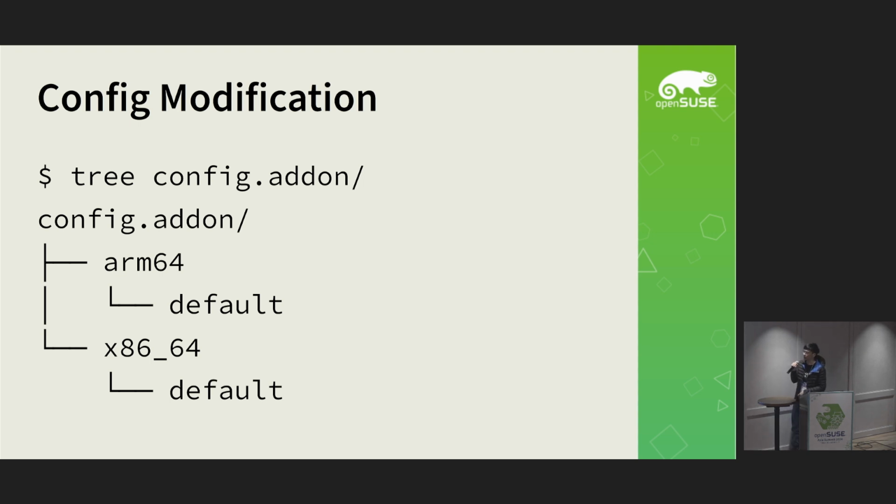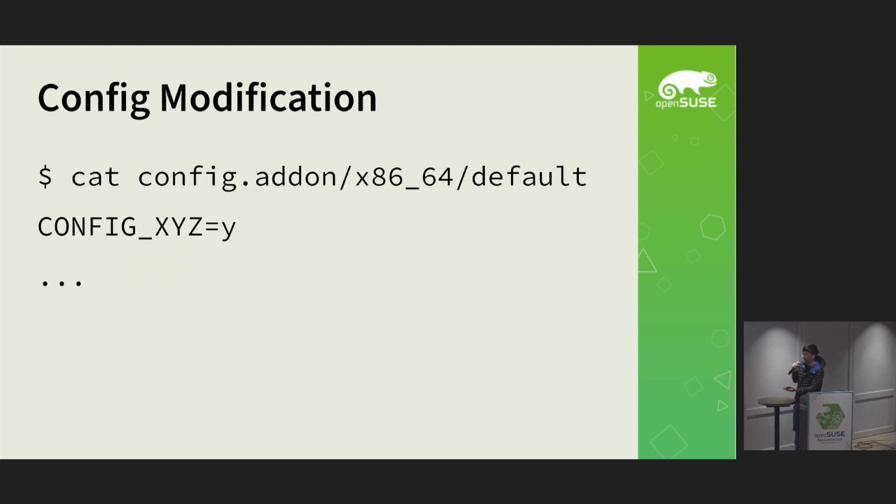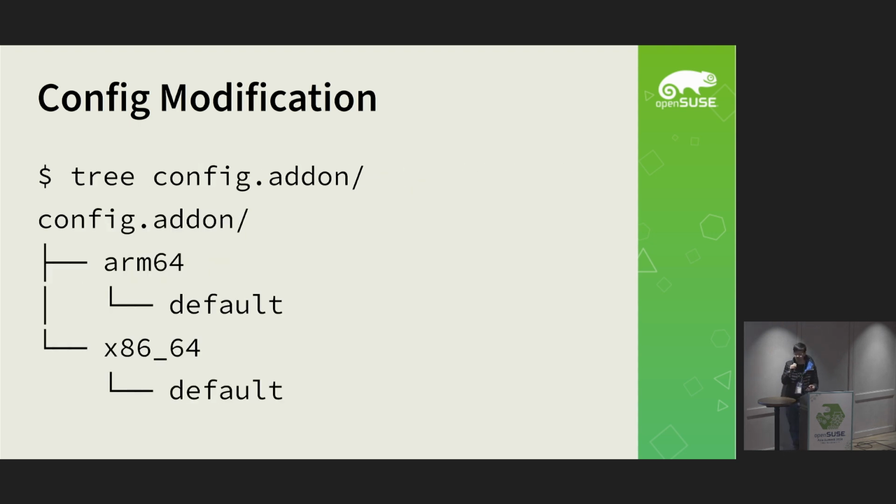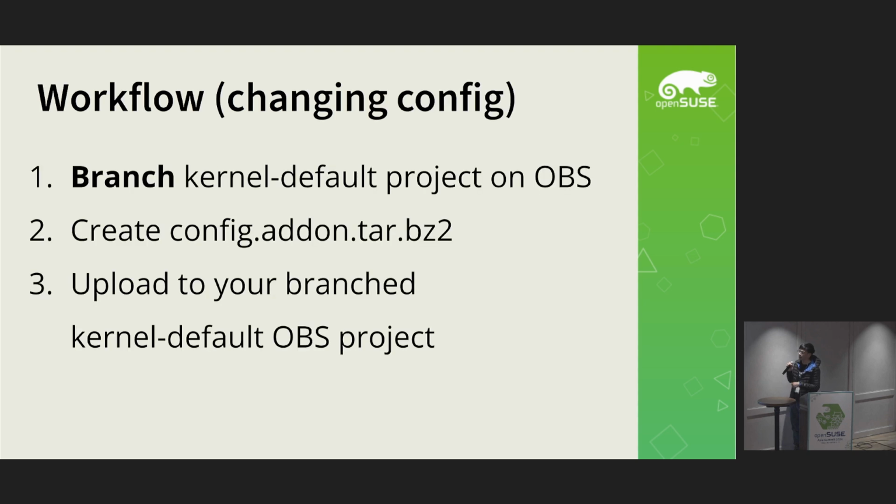So what you do is have this config.addon directory and have it structured like this. After you have put the configuration you want into individual default files, you archive it with tar and bz2, and then put it in the OBS project that you have branched. And that is actually all you need to do for a configuration change.